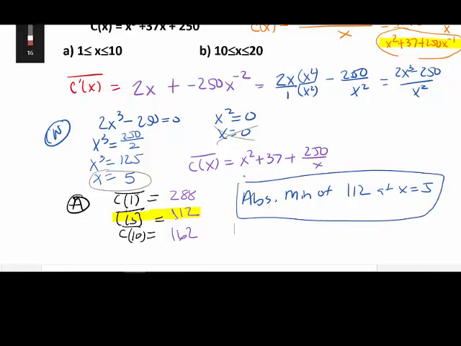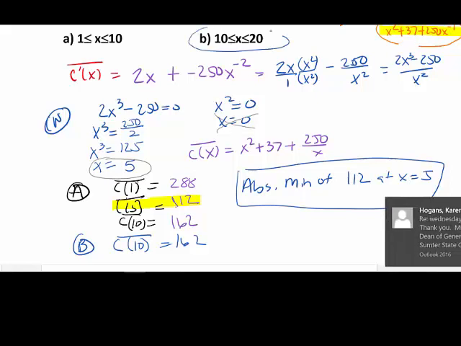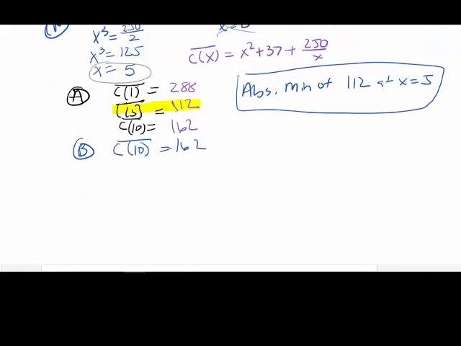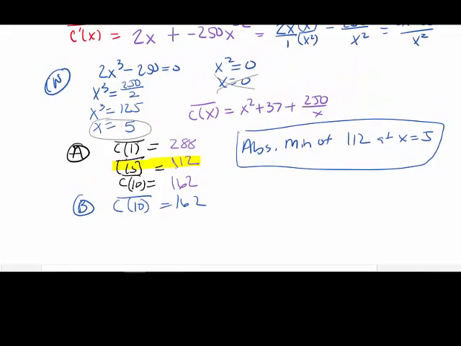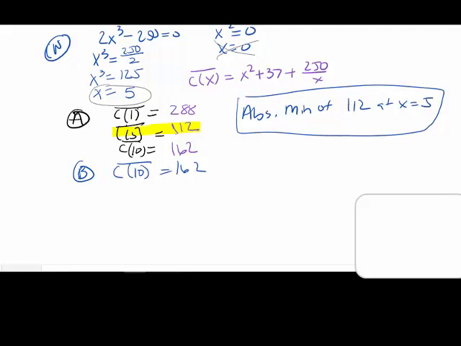For B, notice I've already calculated the first endpoint, which is 162. My critical number was 5. That doesn't fall into this piece here. So I have that here, and so I'm not going to have any critical number to evaluate because it's 10 to 20.